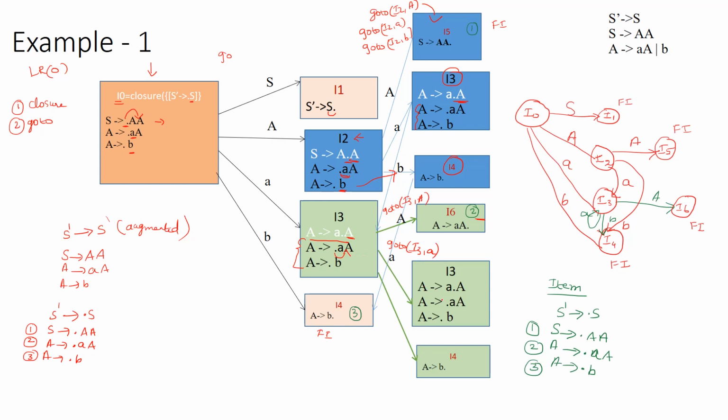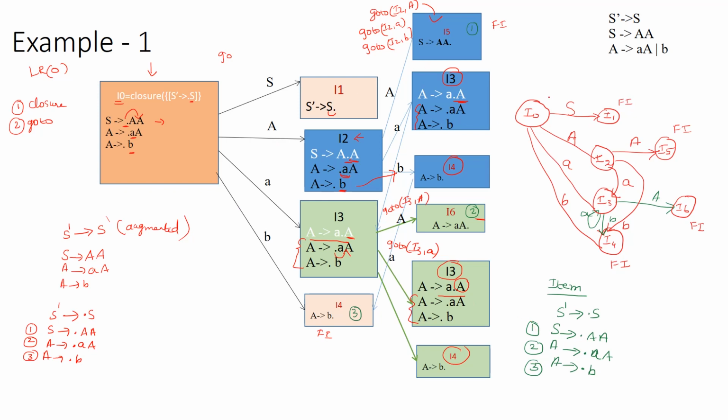When you move this dot, it is A derives a dot capital A. So there is a non-terminal after the dot. So write the productions of that non-terminal that we have written. Again, when you see, this is similar to state I3 and this is similar to state I4, we can stop here. There is no further state to explore, so we are stopping it here.